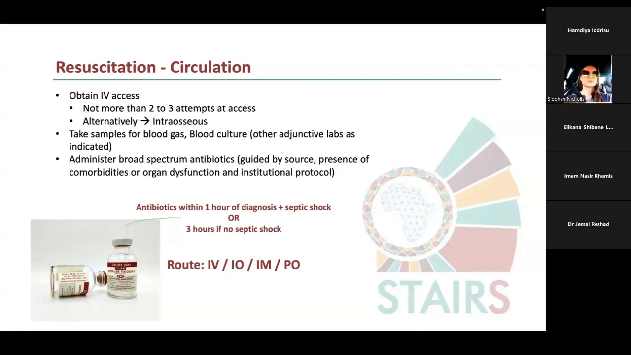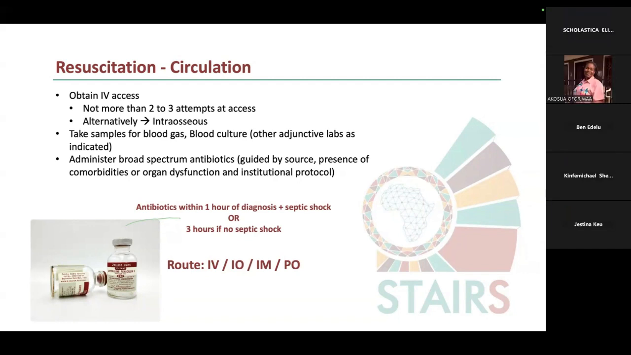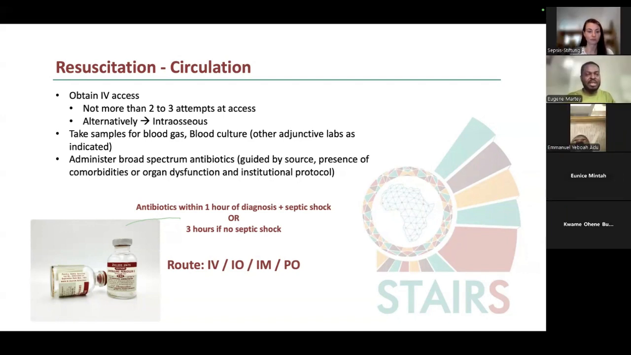So always remember that the intraosseous route is an alternative. So if within a minute or two you are not getting an access, it's an emergency. Every minute that passes would increase mortality for this child. So don't spend all the time trying to get a peripheral access. And once you do, please get a sample for blood gas. You'll be interested in your lactate. You definitely need a blood culture, and then also any other adjunctive lab as indicated. So that will depend on what the patient presents with.